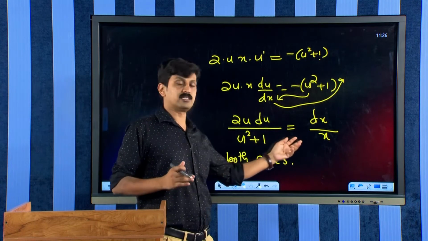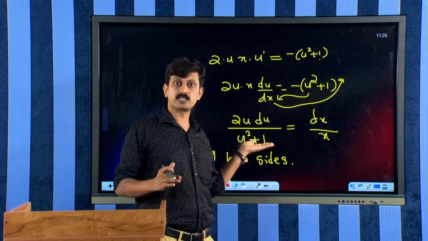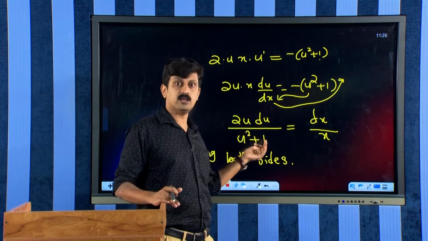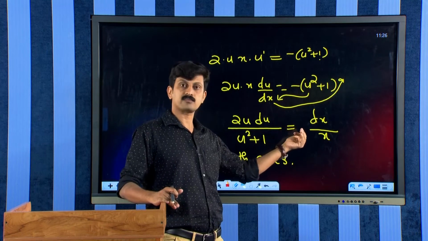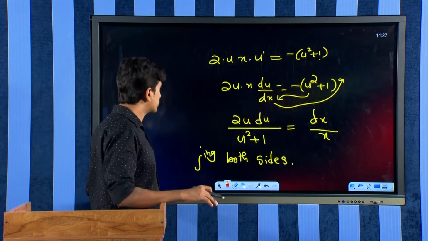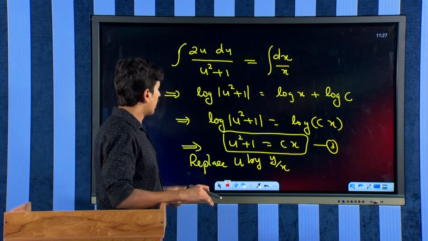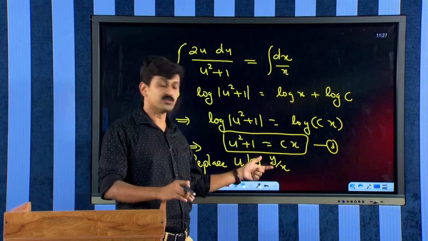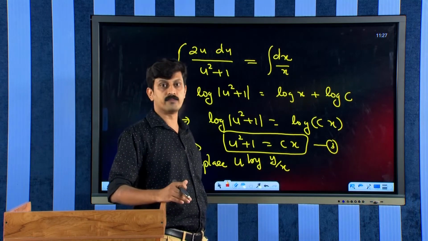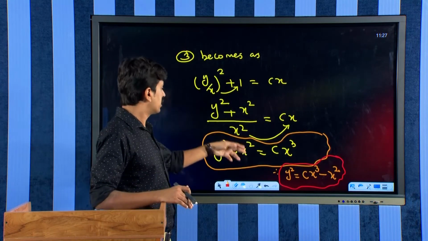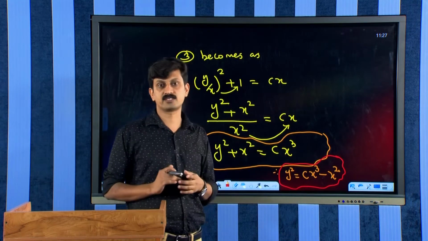So we separated the equation into variables u and x. After integrating this, we have the general solution in u, and then we replaced u by y by x. So we got the general solution in y and x.